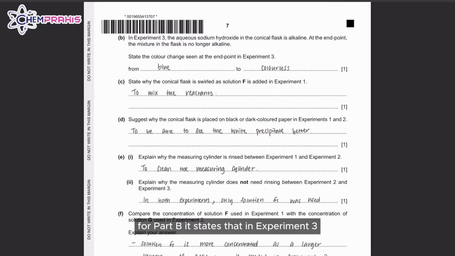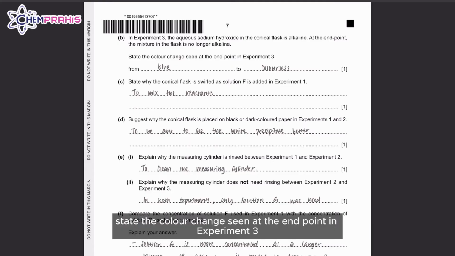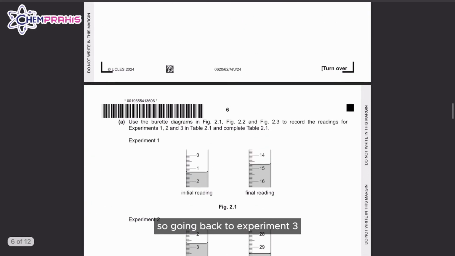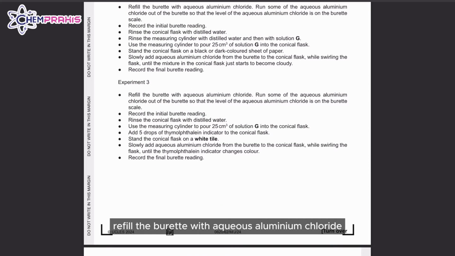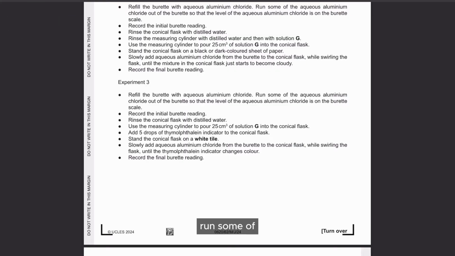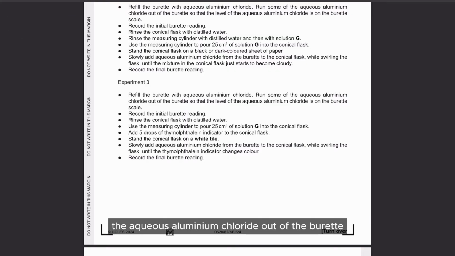For part B, it states that in experiment 3, the aqueous sodium hydroxide in the conical flask is alkaline. At the end point, the mixture in the flask is no longer alkaline. State the color change seen at the end point in experiment 3. So going back to experiment 3, refill the burette with aqueous aluminum chloride. Run some of the aqueous aluminum chloride out of the burette so that the level of the aqueous aluminum chloride is on the burette scale. Record the initial burette reading and rinse the conical flask with distilled water.